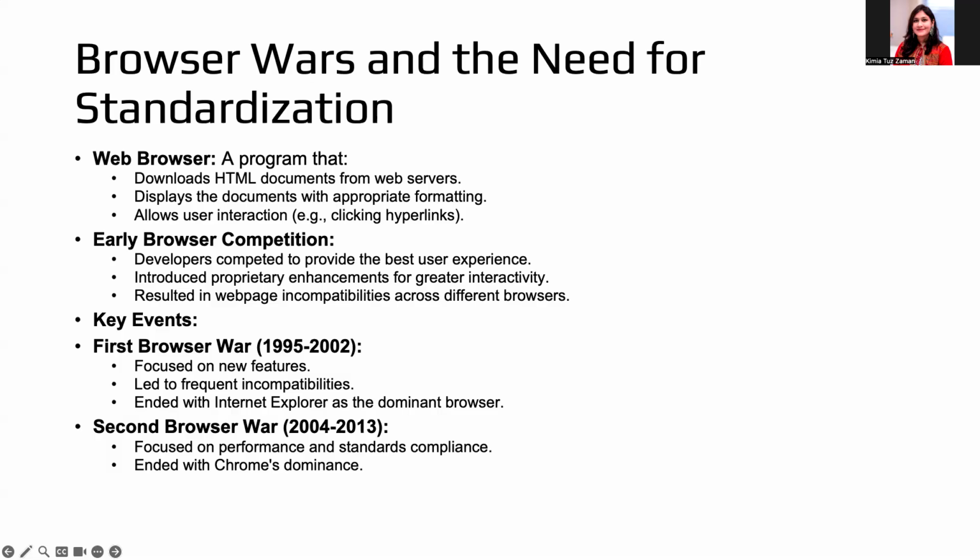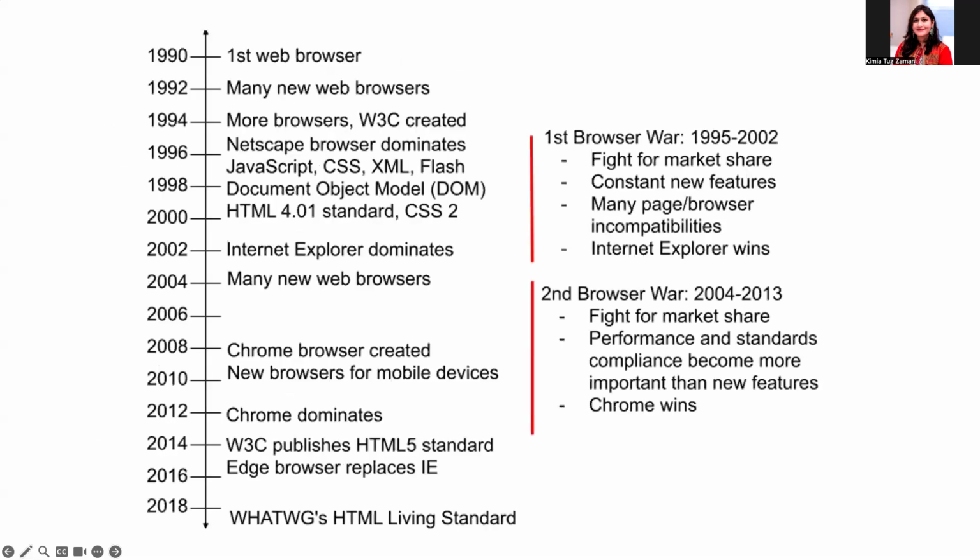The second browser war, from 2004 to 2013, brought in Mozilla Firefox and Google Chrome. The competition shifted towards speed, security, and standards compliance. Chrome's speed, simplicity, and strong support for web standards made it the dominant browser we know today. The browser wars drove innovation but also showed the need for standardization, which eventually led to the more consistent and accessible web experience we enjoy now. So, this is a brief history of the browser wars.